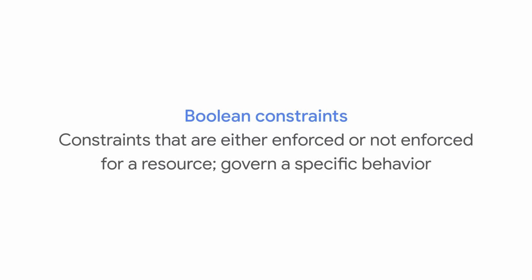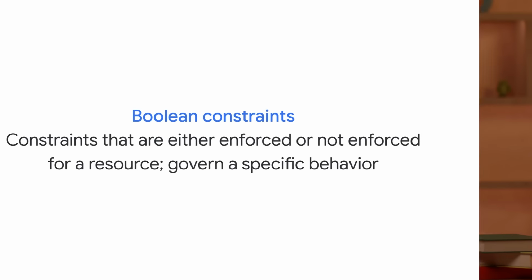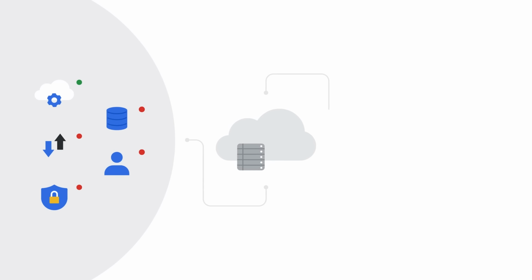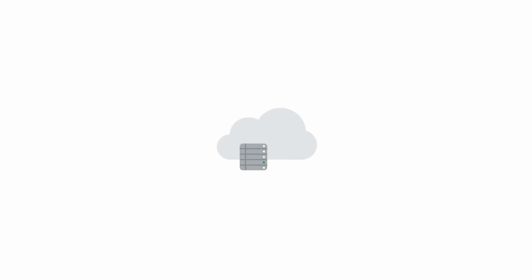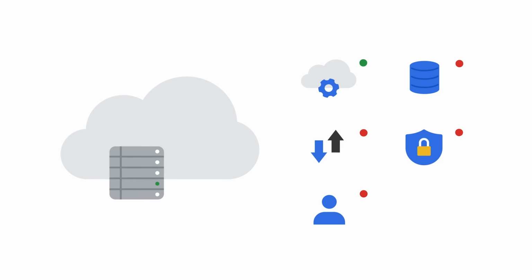Boolean constraints are constraints that are either enforced or not enforced for a resource. They govern a specific behavior and can be set to true or false. This is known as the disable automatic role. The disable automatic role is an example of a Boolean constraint because it grants access to default service accounts. Some cloud services automatically create default service accounts with the editor role. The editor role includes a large number of permissions and can pose a security risk if an account is compromised. Using the constraint disable automatic role grants to default service accounts, you can prevent new service accounts from automatically receiving the editor role when they're created.